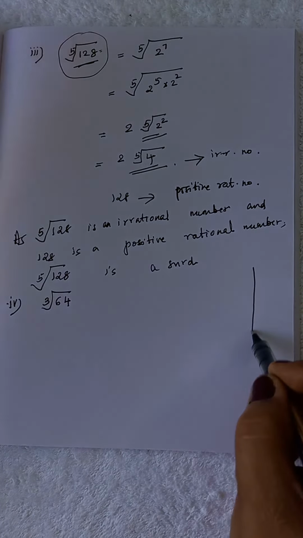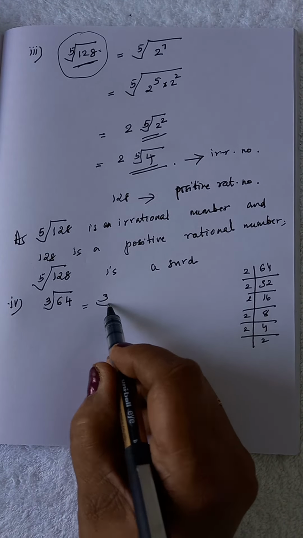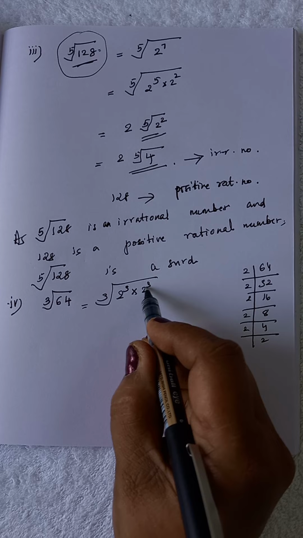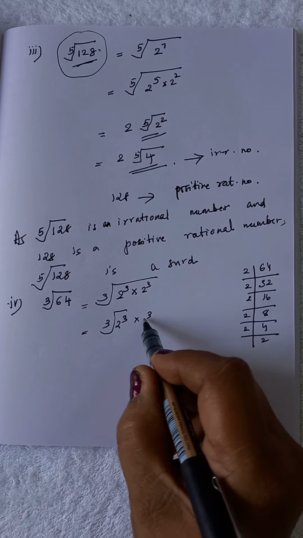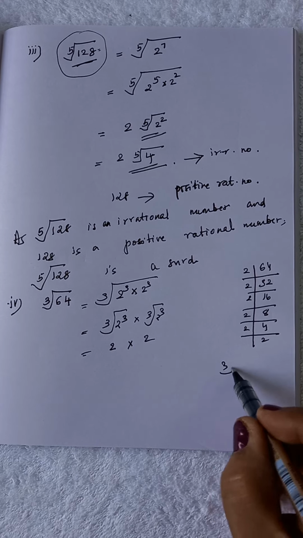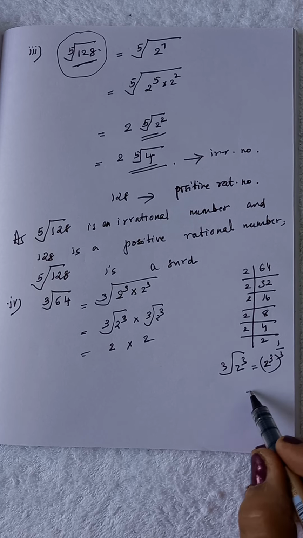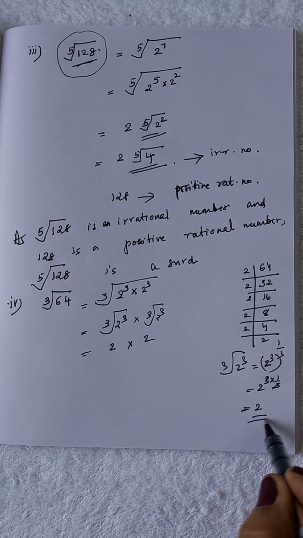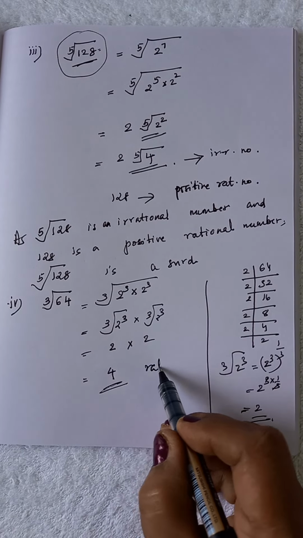64 can be factorized. So, we can write cube root of 64 as cube root of 2 raised to 6. We can write this as 2 raised to 3 into 2 raised to 3. That is cube root of 2 raised to 3 into cube root of 2 raised to 3. That is 2 into 2. Cube root of 2 raised to 3 means 2 raised to 3 raised to 1 by 3. So, this is 2 raised to 3 into 1 by 3. 3 and 3 cancel. So, that is how we got 2. So, this is 4. It's a rational number.